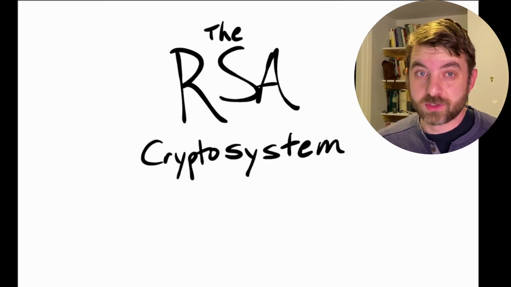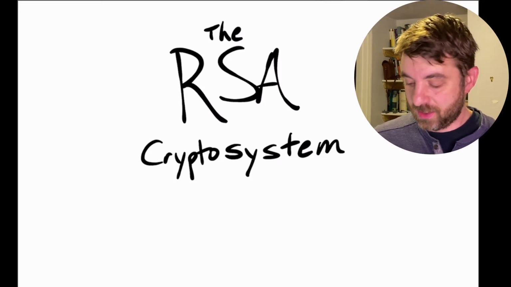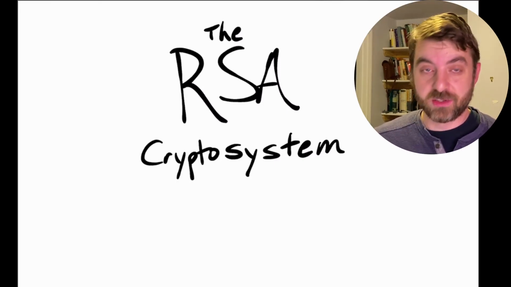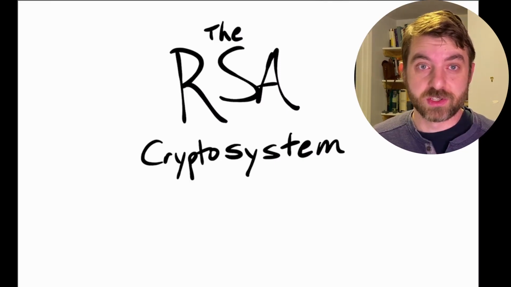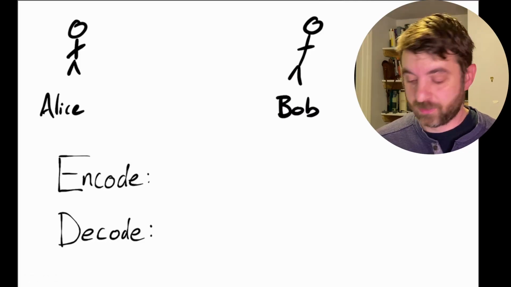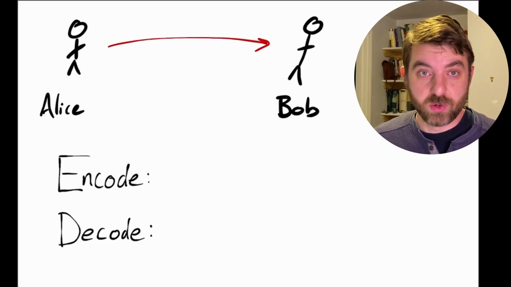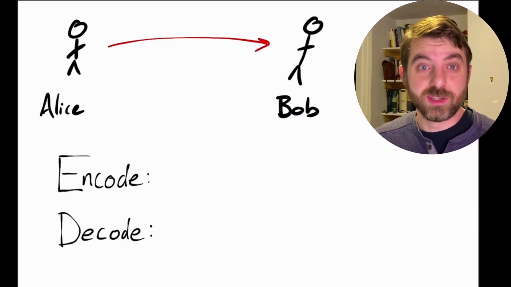This video is going to cover the RSA cryptosystem. So we're going to do all the math needed to understand this pretty standard way of encrypting information on the internet. So here's the setup. Alice is trying to send a message to Bob, and Alice wants to encode the message in a way so that only Bob can open it.